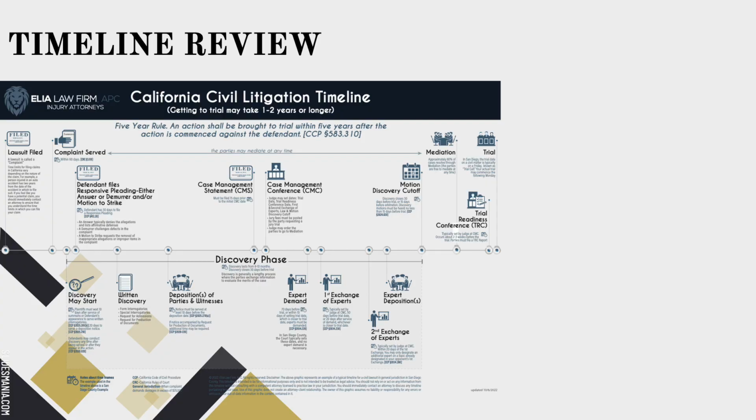To review where we are in the litigation process, I am referencing the Elia Law Firm litigation timeline we've used in class a couple times. The process began with the plaintiff submitting a complaint and serving the defendant. We're right here where this red flag is, and the defendant is filing either an answer, a demur, or a cross complaint in response to the plaintiff's complaint.